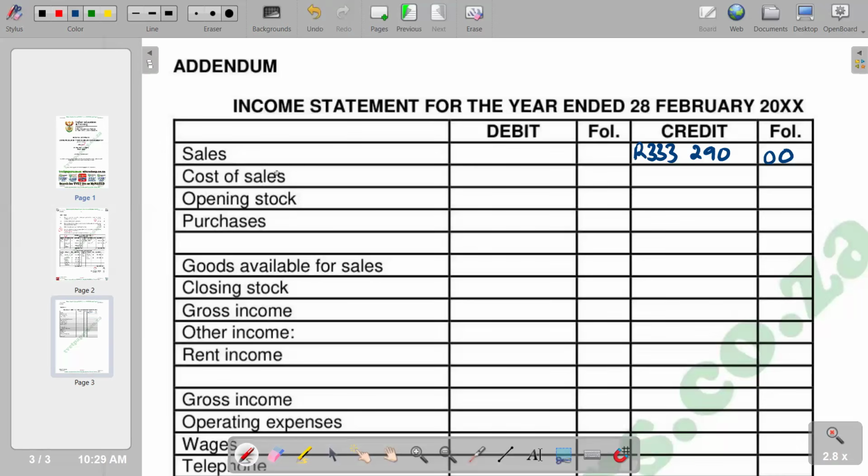So we now have cost of sales. We have to calculate cost of sales. Remember the formula that we use: cost of sales is equal to our opening stock, we add our purchases, and if we have purchase returns, we subtract them. If we have any carriage on purchases, we add them. And then we subtract the closing stock. This is the formula that we're going to use.